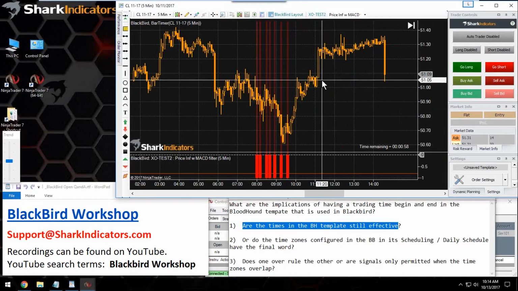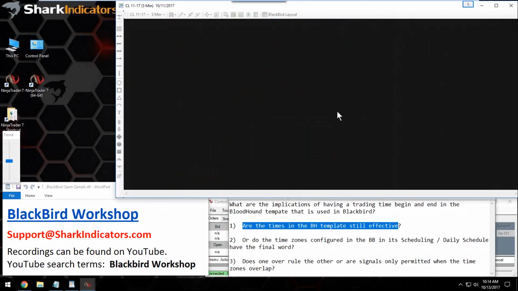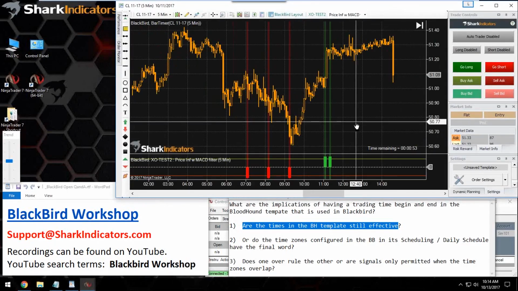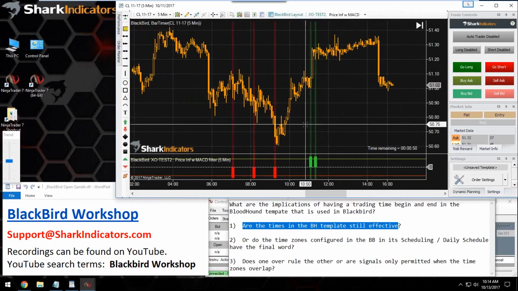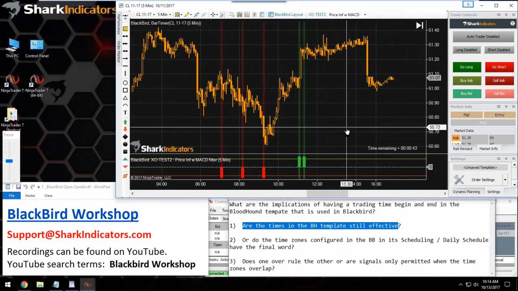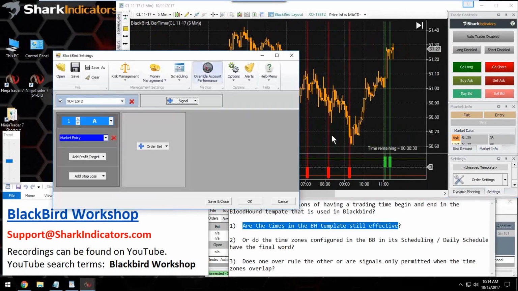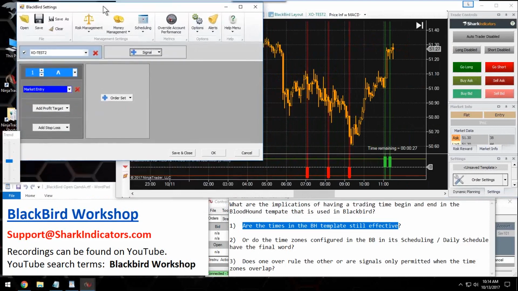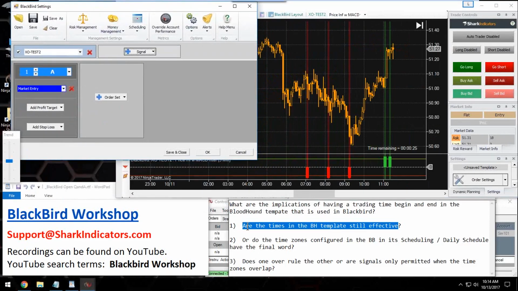All right, let's see, let's refresh that chart. So there we go. I'm trying to get some signals later on in the day. So there's a couple. Okay. All right. Okay, so now I can get back to my point here. So, all right, question number 1. Are the times in BloodHound template still effective? So, yes, they are.